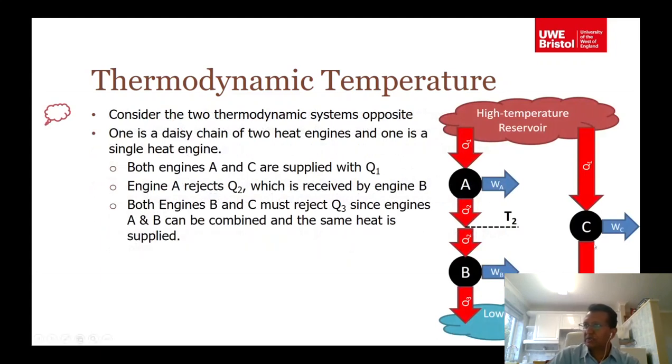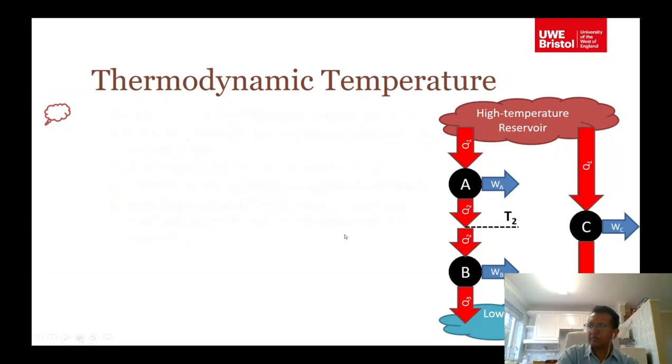That means if you have two engines like this, you have a higher temperature reservoir and a lower temperature reservoir, and one engine operating between the higher and the lower temperature reservoirs, and then another one operating between an intermediate temperature. The addition of those two works should be equal to that. That's what it says basically.